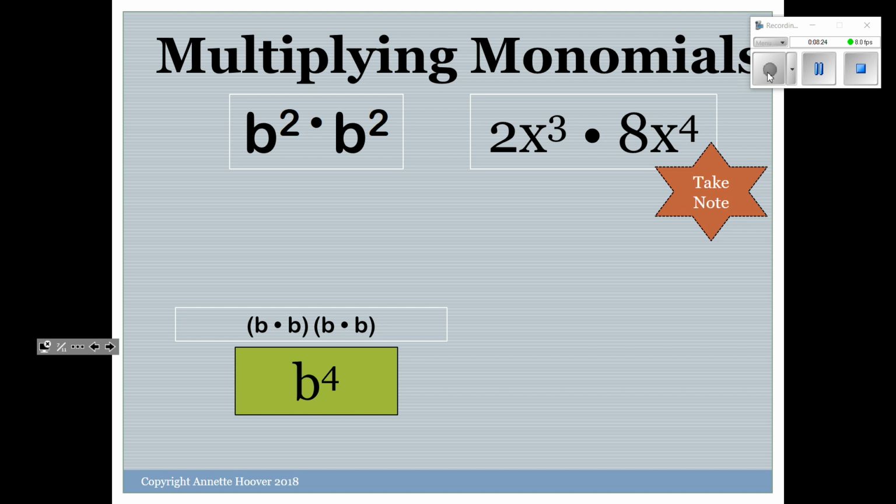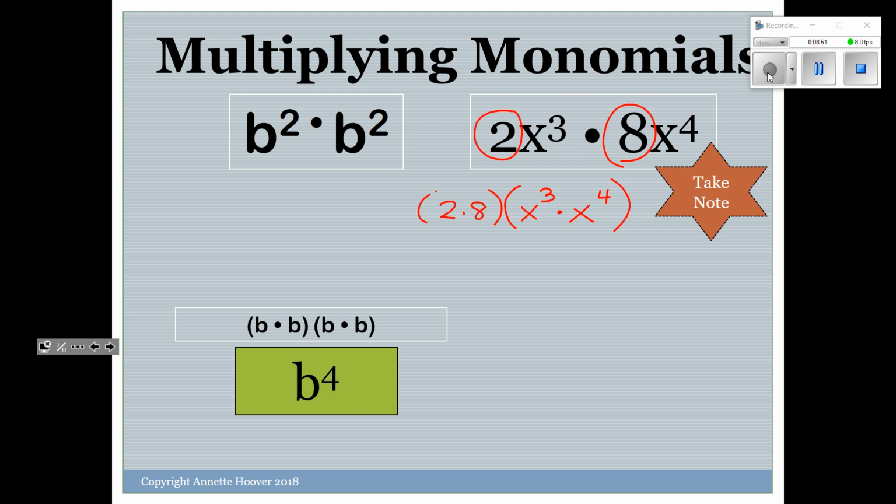Now let's look at this one. We're getting a little bit more difficult. Now we have 2x cubed times 8x to the fourth power. We're going to use the commutative property. We're going to look to see what we can group together to multiply. I can multiply a 2 times 8, so I'm going to group them together. And I have the same base. I have x cubed times x to the fourth power. Since it's the same base, I can multiply them together.